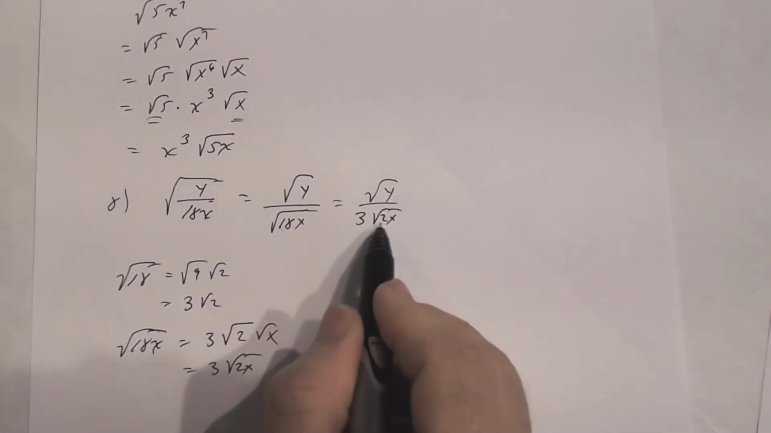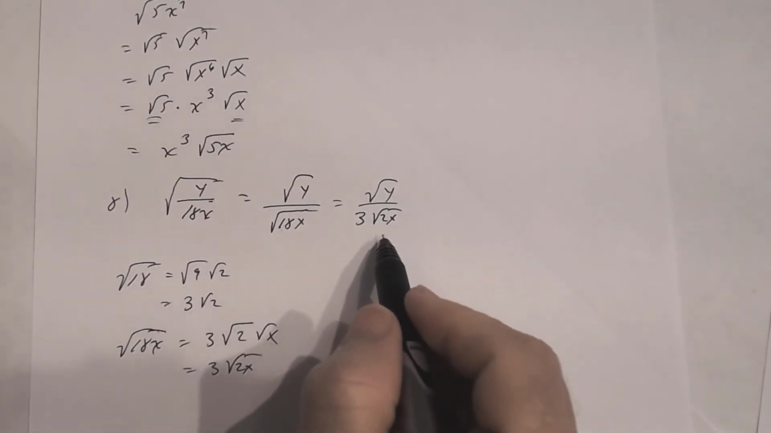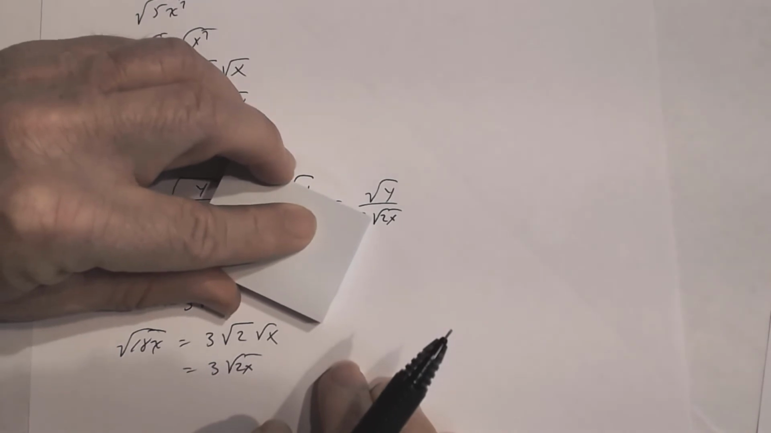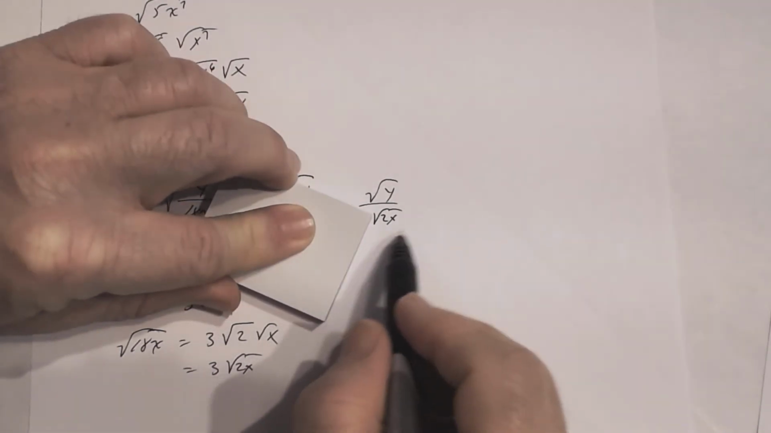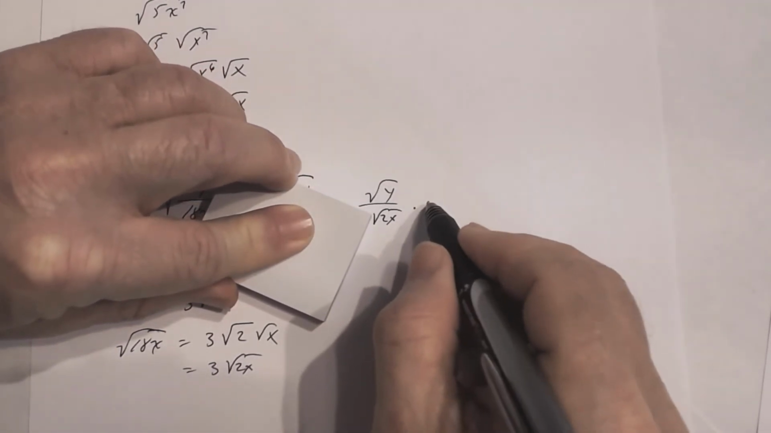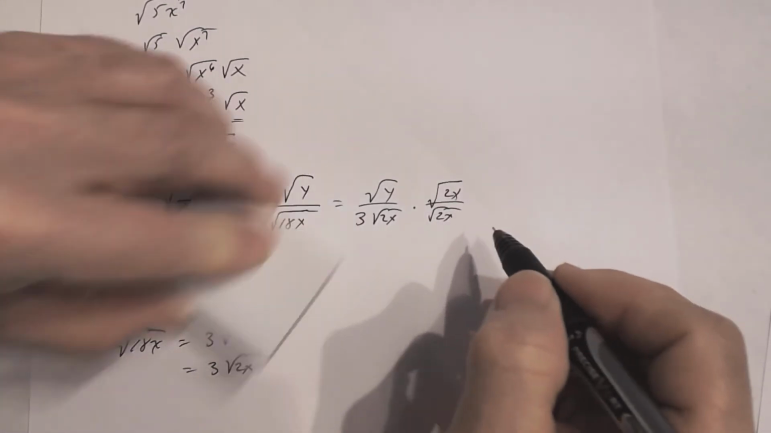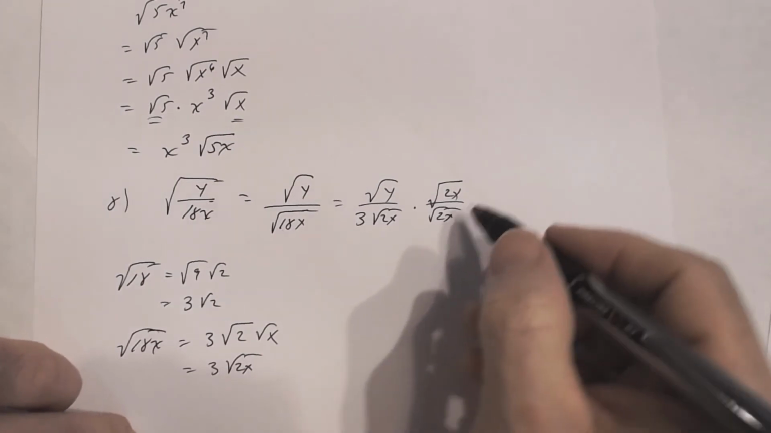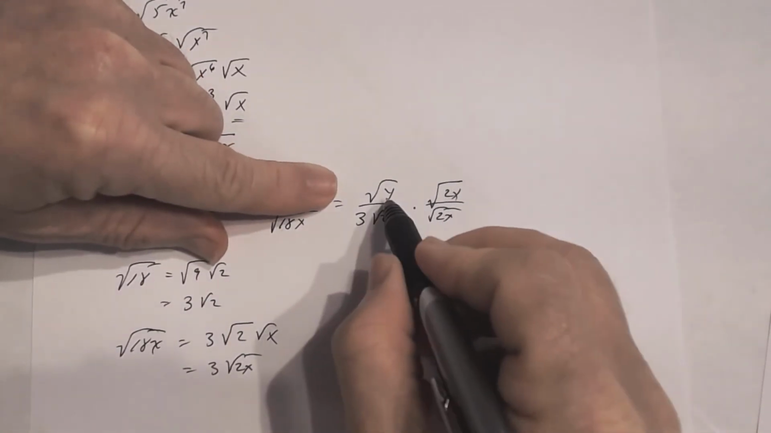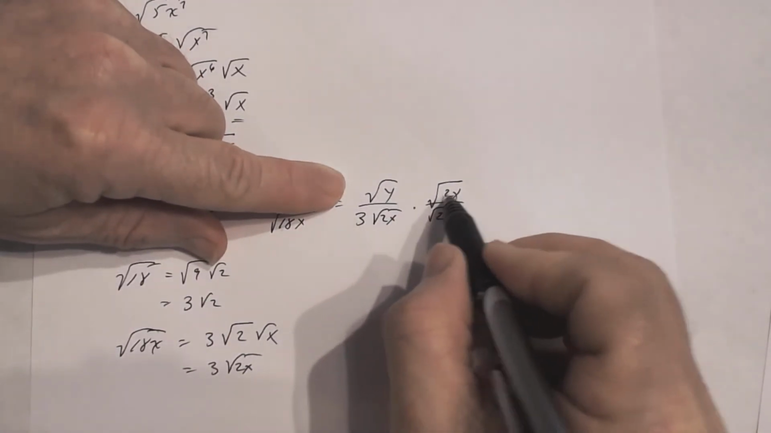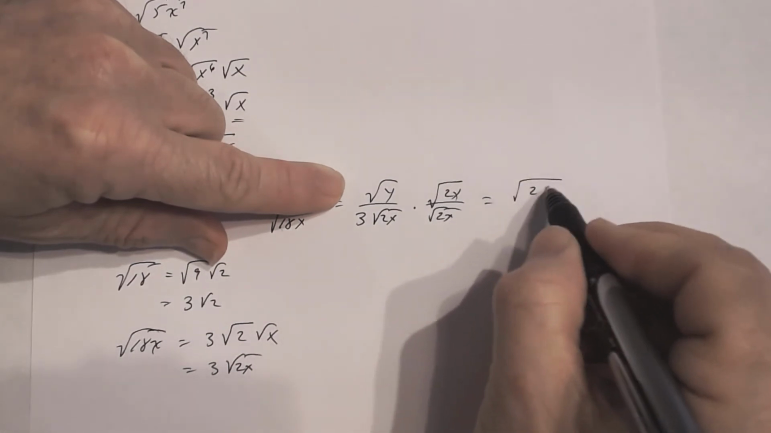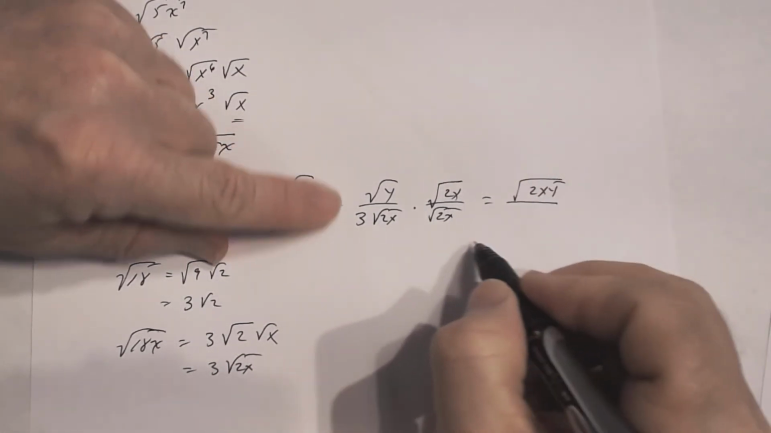Now, if that 3 wasn't there, then to get rid of the square root, you would multiply both numerator and denominator by the square root of 2x, right? That's what you would do. So let's use the product rule here. Do y'all agree that the square root of y times the square root of 2x is the square root of 2xy?